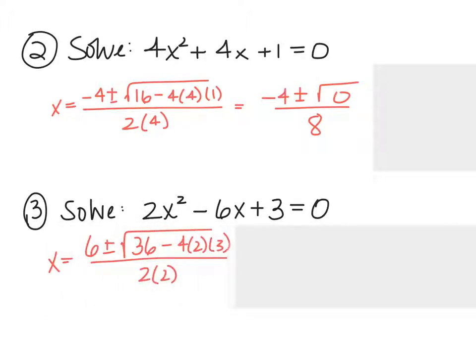X equals, all right, you can check that. And then I got 6 plus or minus the square root of 12 over 4. All right, so that's all for that first part of the lesson.